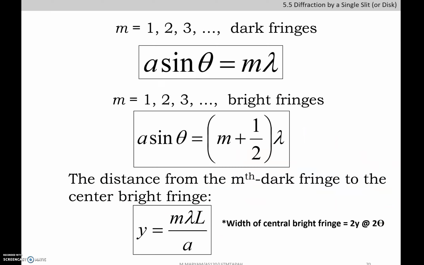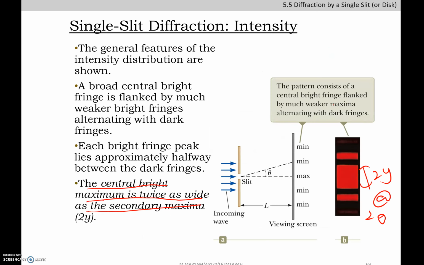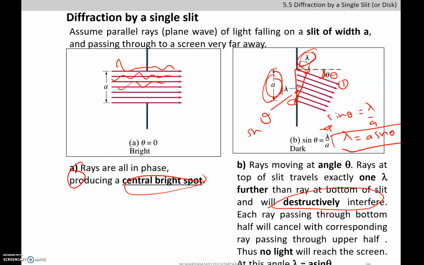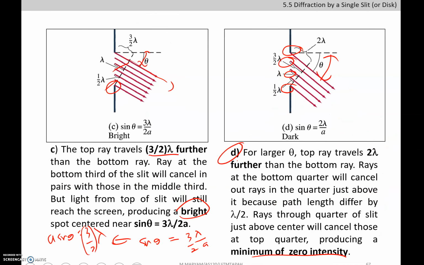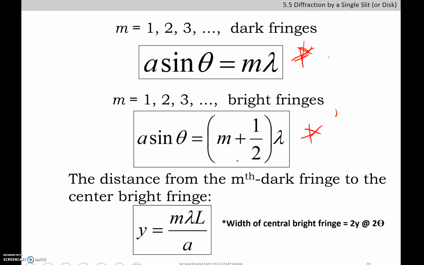For minima or dark fringes, the equation will be A sine theta equals m lambda. It's actually the opposite of interference. In interference, this would be the equation for constructive, but for diffraction by single slit, it will be the opposite. So the bright fringes will be A sine theta equals (m plus half) lambda. Double check these two equations with what we did previously using these examples, and it will make more sense and you will understand it more.